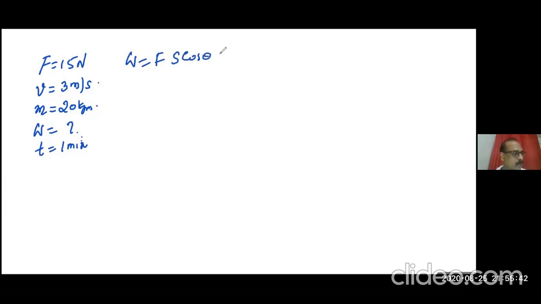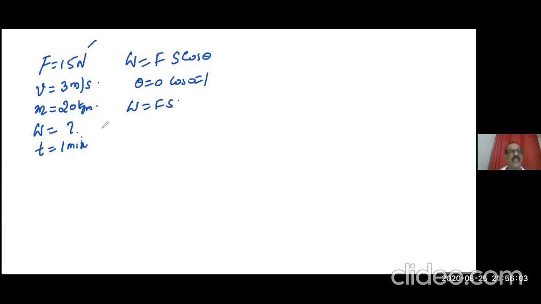Here a horizontal force of 15 Newton is required to maintain a constant velocity. That means the object goes along a straight line in the direction of the force. So naturally we can take theta as 0, cos 0 is 1. Otherwise the theta value would be given. Then W is equal to F s. F is given but s is not given.